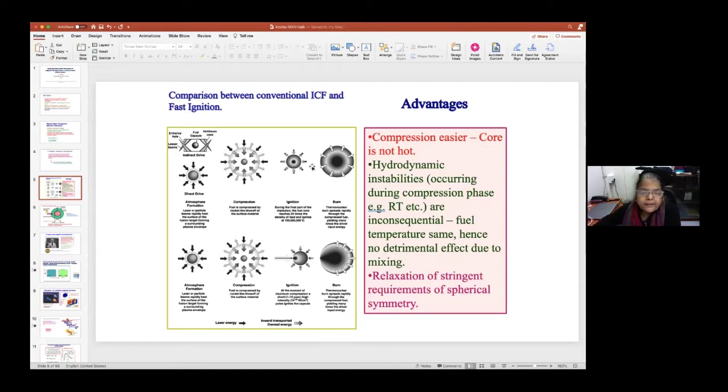So people devised another scheme in which you compress the target and let it be cold. So the compression is easier. You require less energy and less pressure to compress it. You can tailor the compression pulse in that fashion. And then after the target is compressed, you send a fast igniter laser pulse. Now remember, the target has already been compressed to supersolid densities.